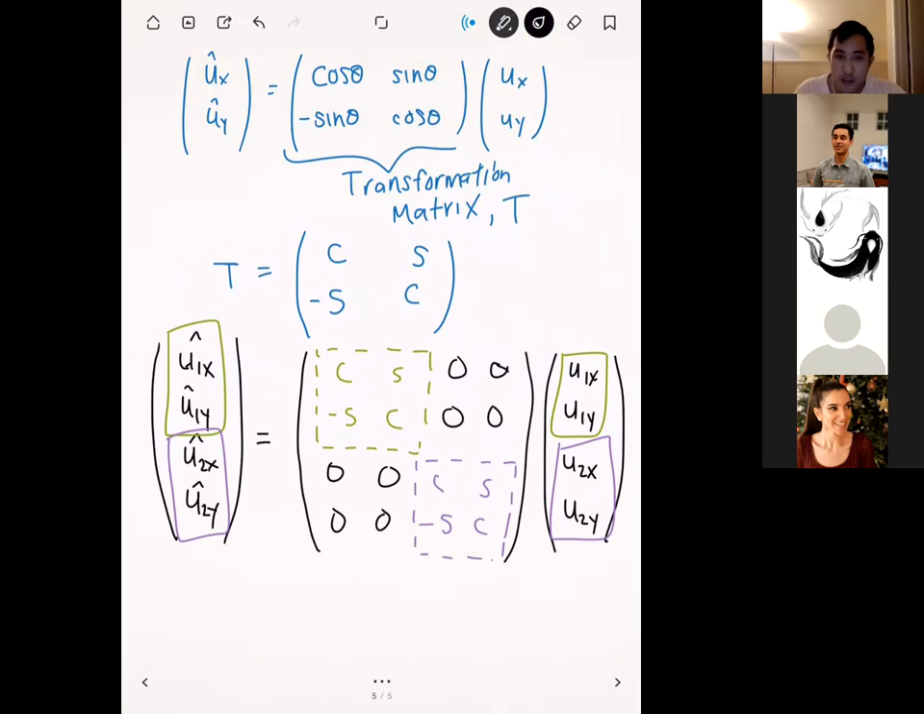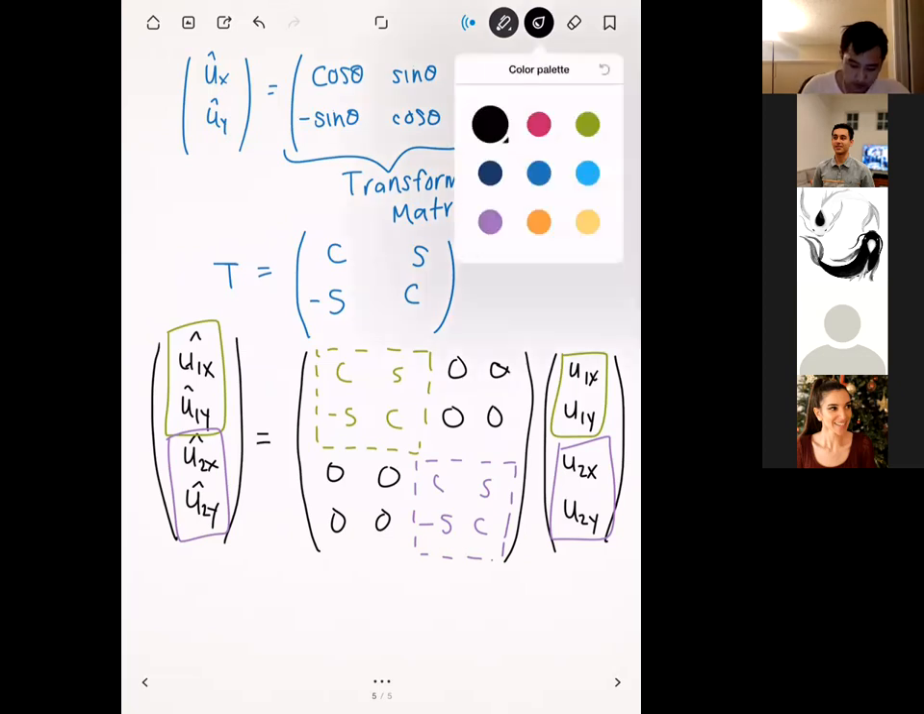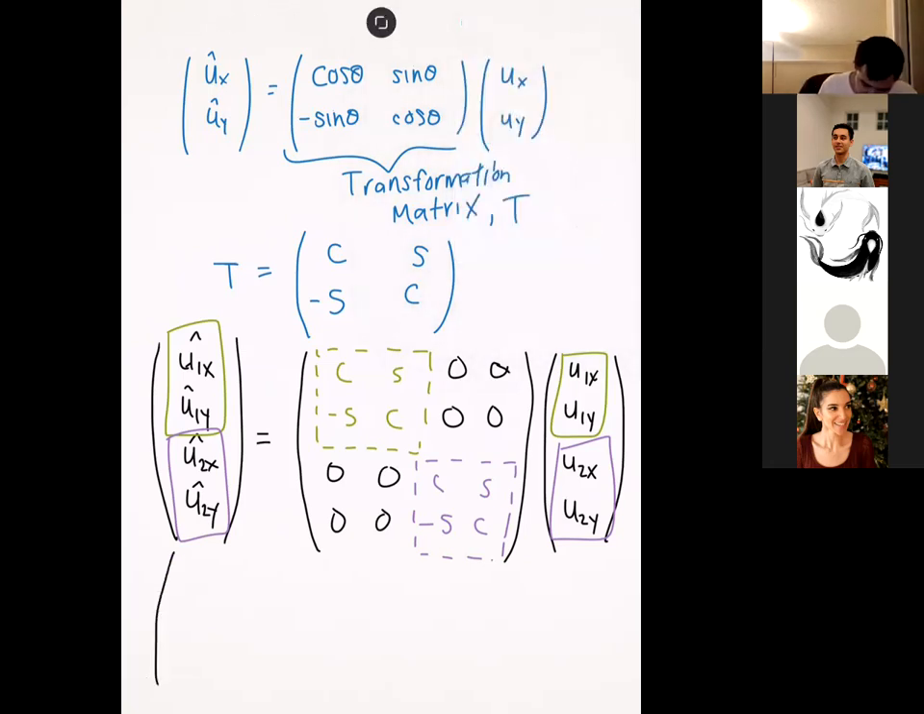The reason the rest of this matrix is 0 is that we don't want stuff from node 1 to interact with node 2. Things in the top right of the matrix and the bottom left ensure that when we perform the transformations, it's only from node 1 to node 1 and node 2 to node 2. Any questions on this? Okay, and so that's the transformation for U. We can do the exact same thing for F.